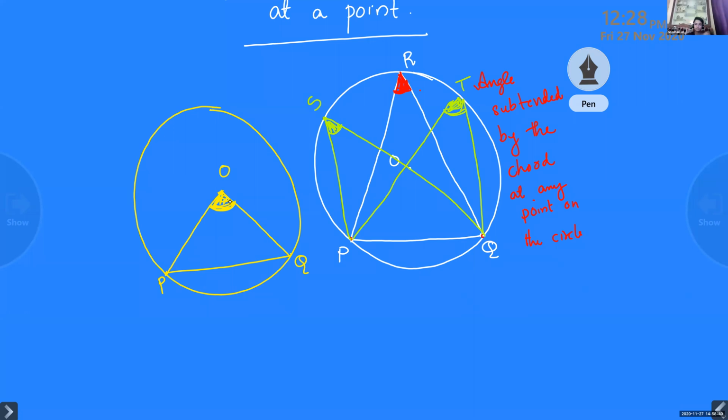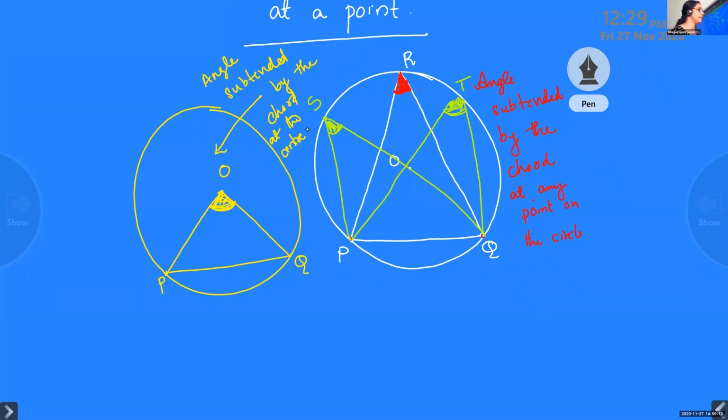Yes, ma'am. This angle is known as the angle subtended by the chord at the center. Clear, children? So we have studied two types of angle. First one, the chord is making an angle at any point on the circle, and the chord is making an angle at the center.